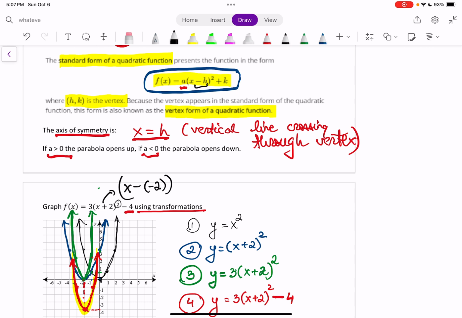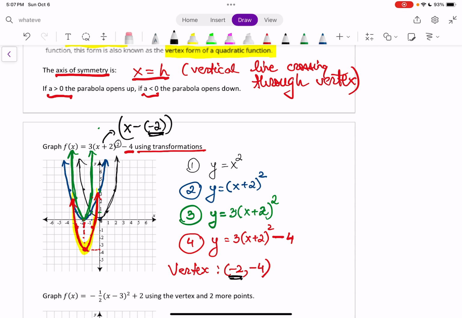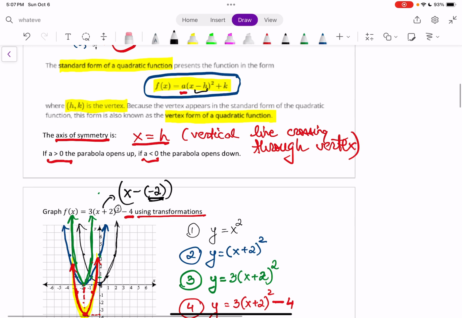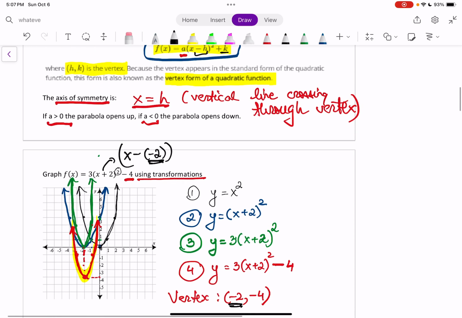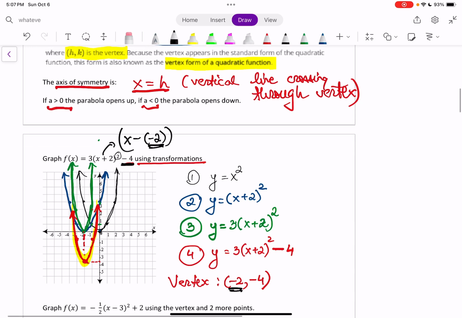So the x-coordinate of the vertex is negative 2. That's what's being subtracted from x. And then the k, the y-coordinate of the vertex, is what is being added back here. And what's being added is a negative 4. So exactly as you see why the vertex is there, because, again, to draw this function using transformations, we have to go 2 units left. So therefore, it moves from 0, 0 to negative 2 for the x. And then 4 units down. So we're going down to negative 4.